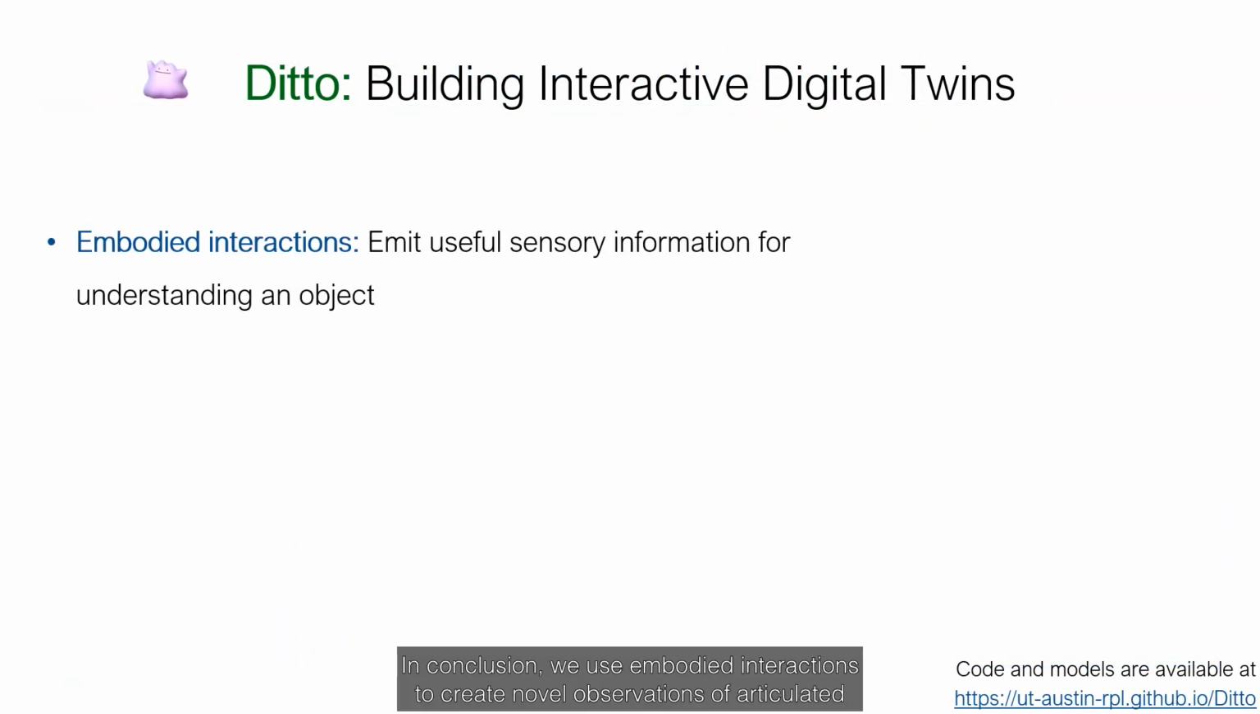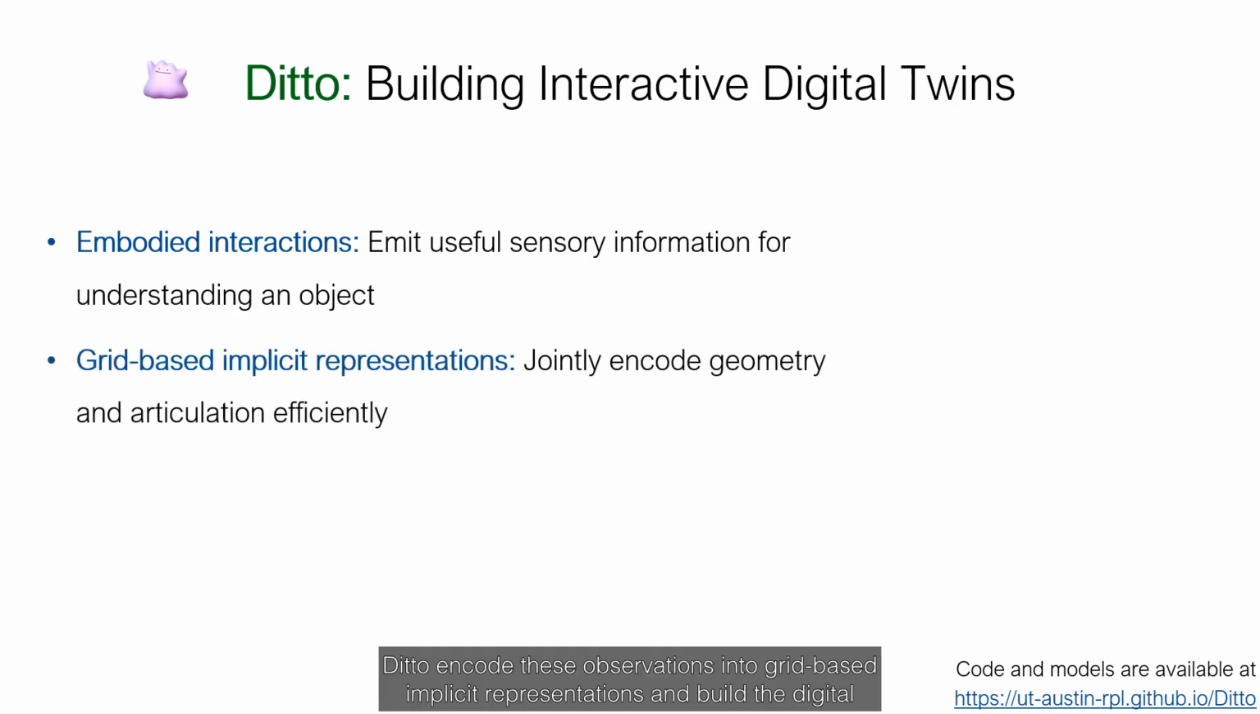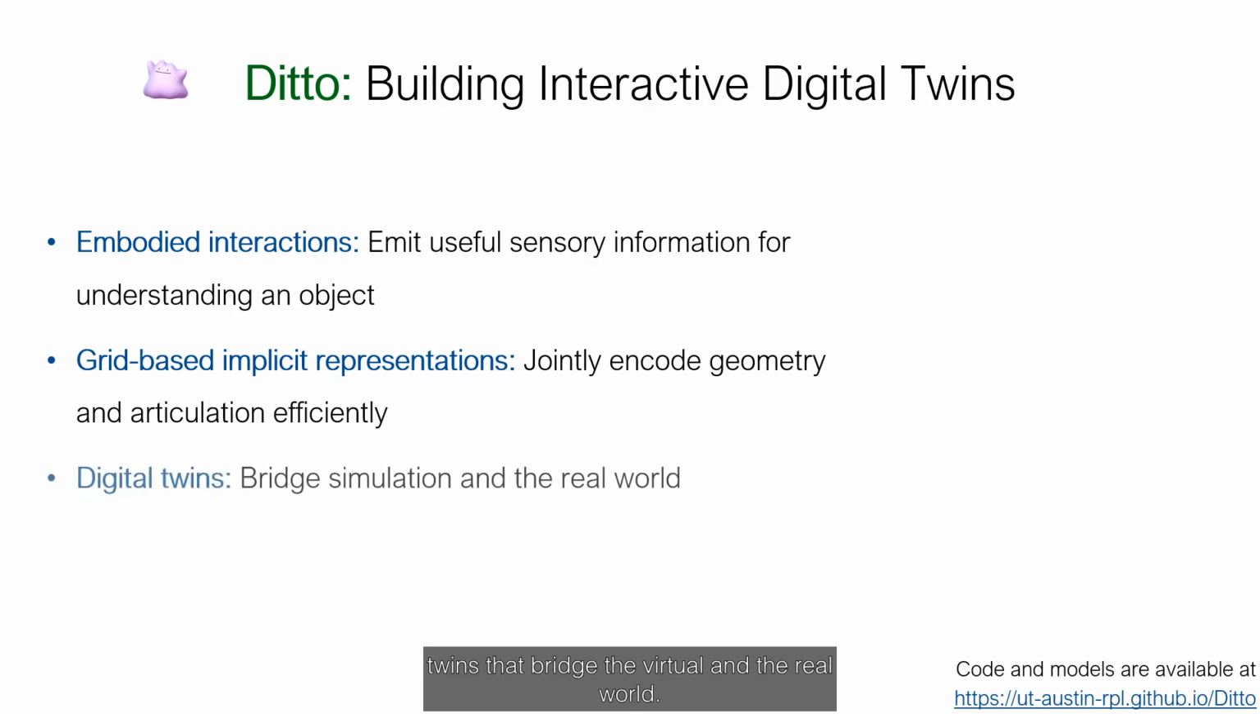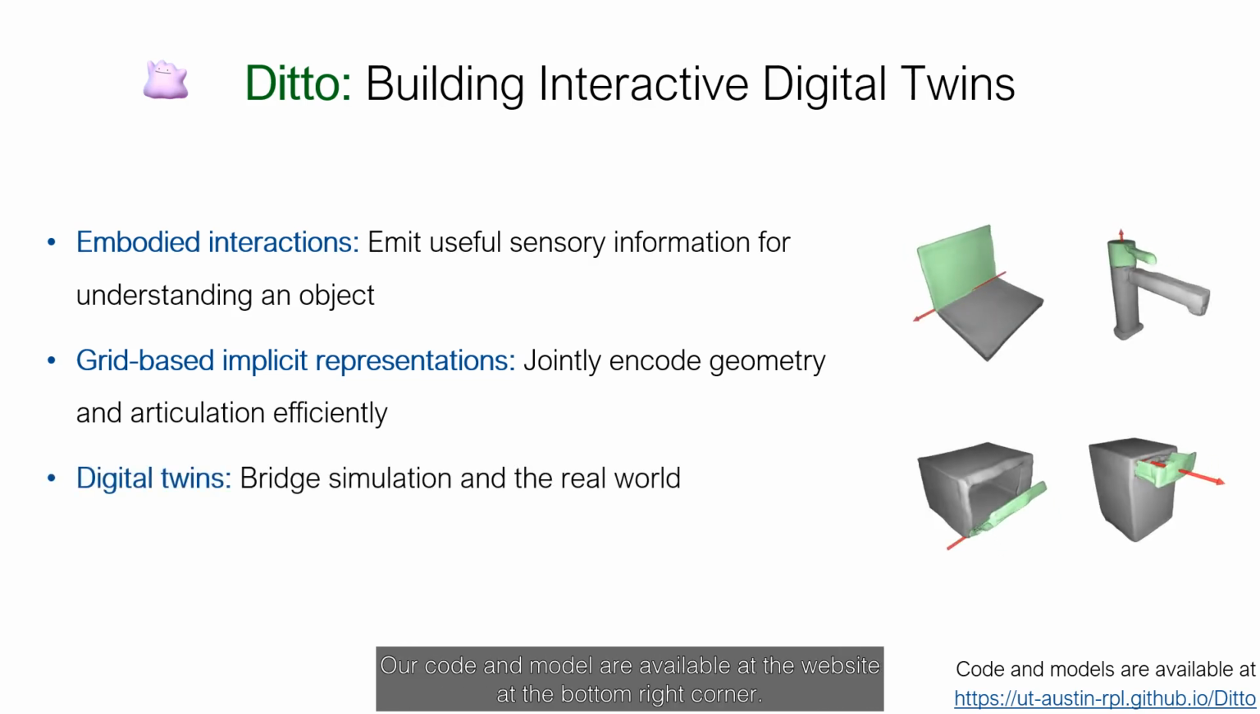In conclusion, we use embodied interactions to create novel observations of articulated objects. Ditto encodes these observations into a grid-based implicit representation and builds the digital twin that bridges the virtual and the real world. Our code and model are available at the website at the bottom right corner.